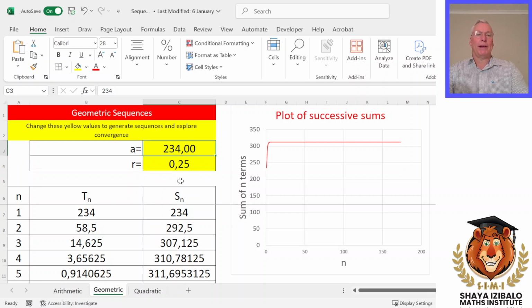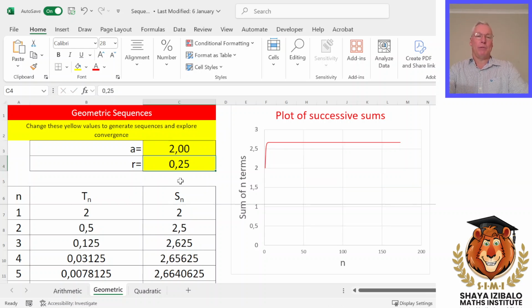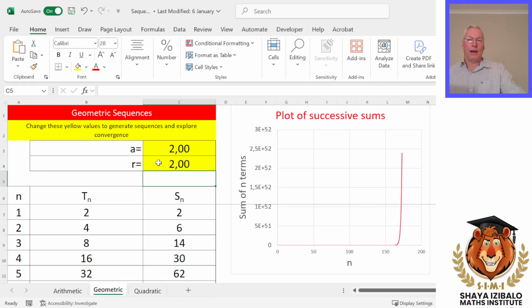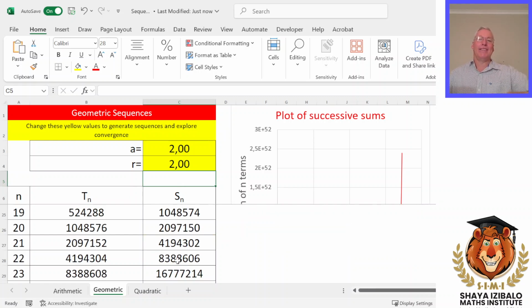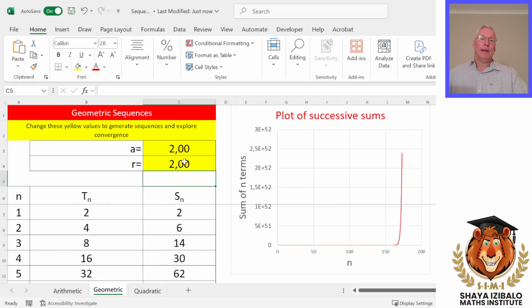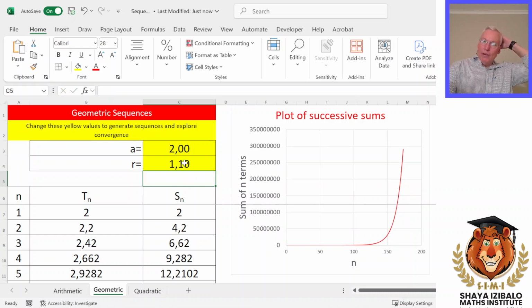And so let's put this back to, say, 2. Let's go to something that we'd be quite familiar with. Let's go to 2 and 2. Now, our terms are 2, 4, 8, 16. And we can see from the graph here that this is diverging. Notice what's happening to the answers. They're just getting bigger and bigger and bigger. If I make r equal to 1.1, will it diverge? Yes, it'll still diverge. Notice it diverges a little bit slower. It's only getting up to several billion here now.